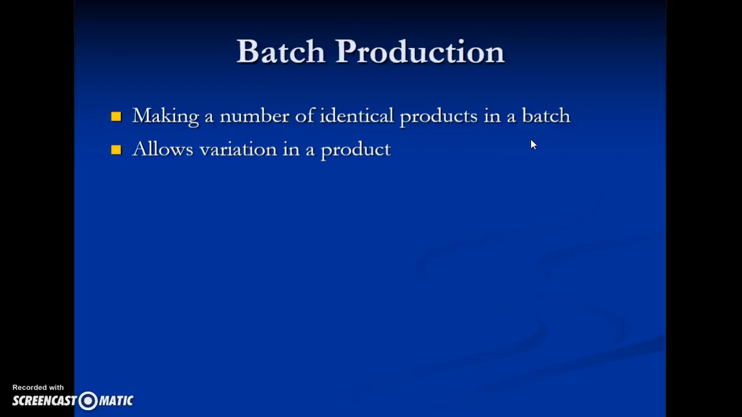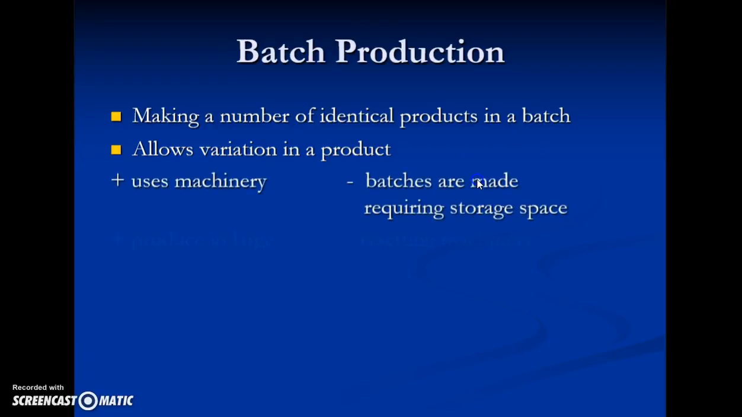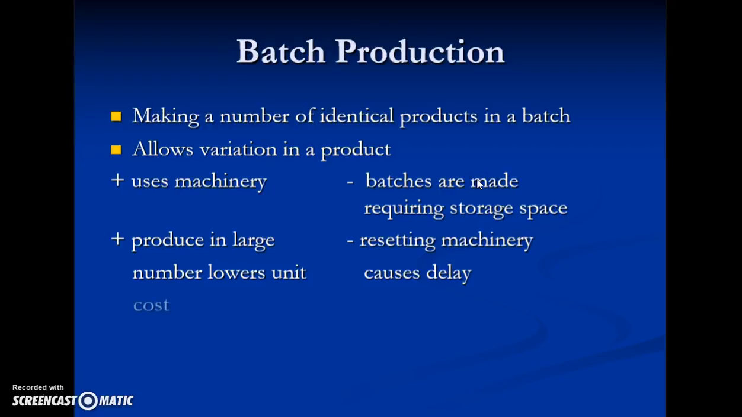They go through the production process, they're produced, and then they start again, and you can allow variation. That variation could be a colour, a slight adaptation to the shape, or part of the ingredients, etc. A common example of this would be foodstuffs. They very often have batch production techniques. Chocolate bars are a really good example.